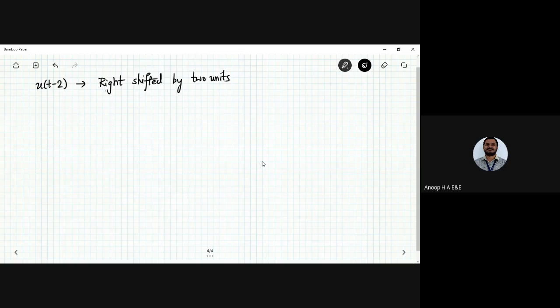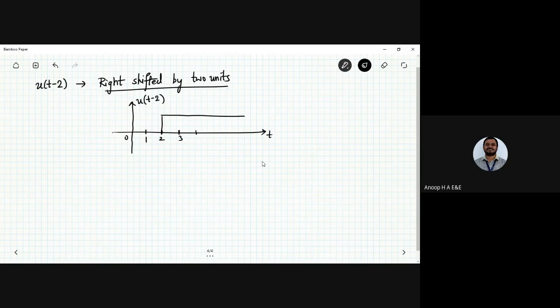Again, the same signal u of t is right shifted by 2 units. If I want to sketch the signal of u of t minus 2 here, I'll be carefully writing the signal t. This is u of t minus 2. This is 0. This is 1. This is 2. This is 3. So it is shifted towards the right by 2 units.